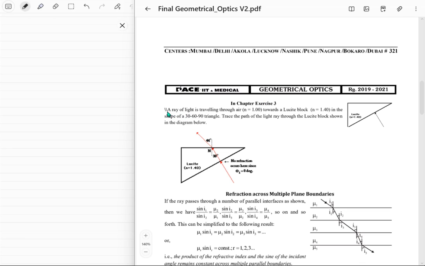What's this symbol? A ray of light is traveling through air towards a lucite block in the shape of a 30-60-90 triangle. Trace the path of the light ray through the lucite block shown in the figure. So, oh, it just hits like that. Right, so first there will be no refraction because the incidence angle is 0, and then it goes over here.